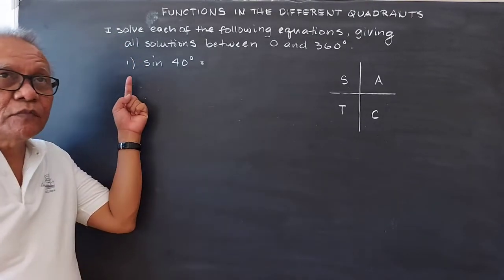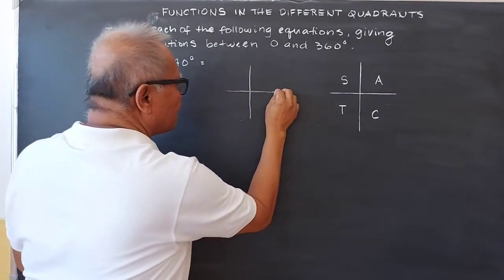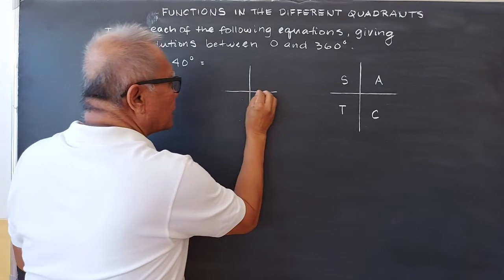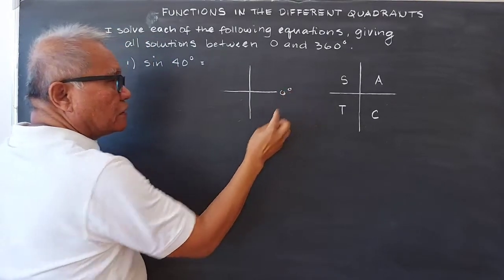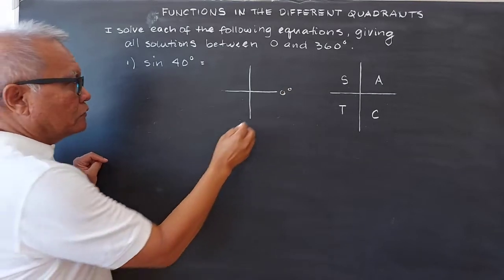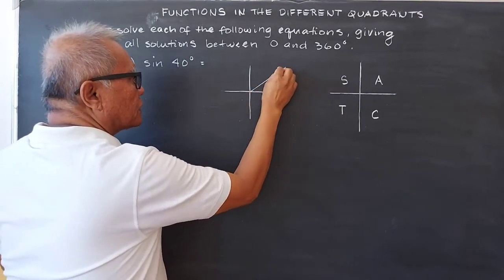Okay, let's have number one. Let's have our diagram here. And then this one is 0, this is always 0, that's the standard position of our angle here. And the 40 degrees is here.